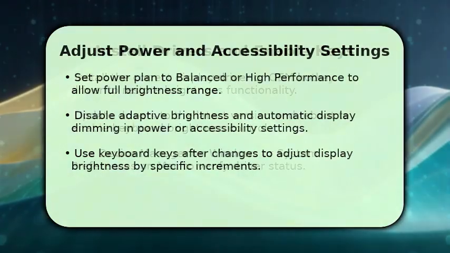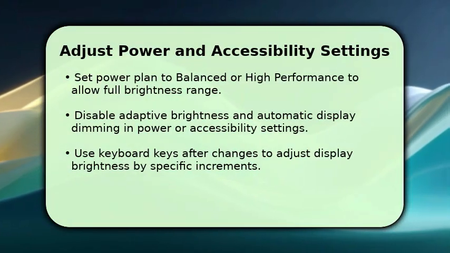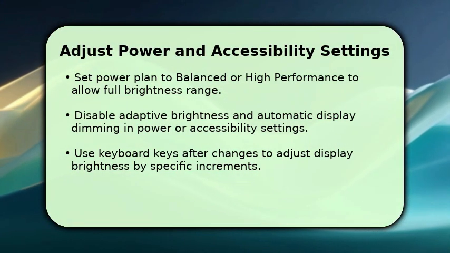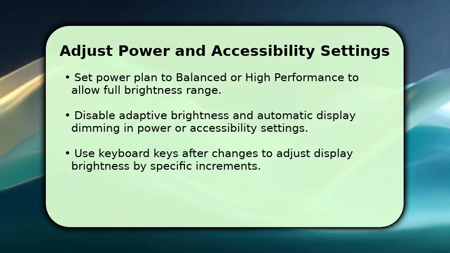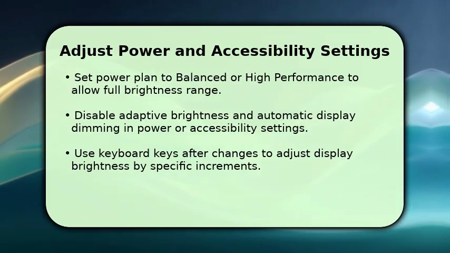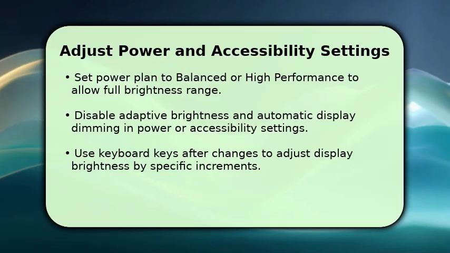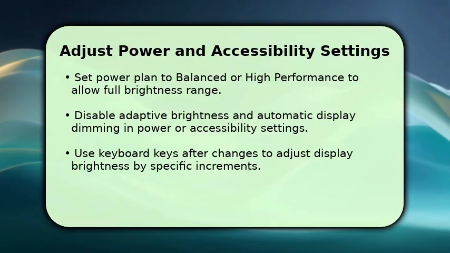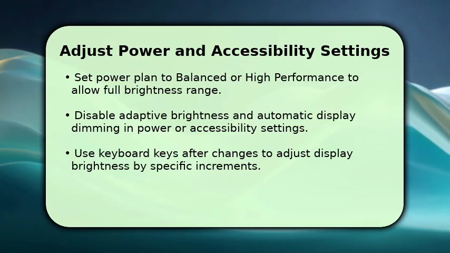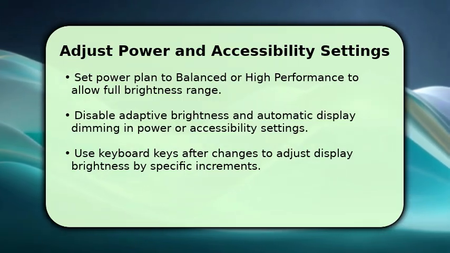Power settings or adaptive controls can block keyboard brightness adjustments on some machines. Set your power plan to balanced or high performance to allow the full brightness range when on AC power. Disable adaptive brightness and automatic display dimming in power options or accessibility settings to prevent automatic override.